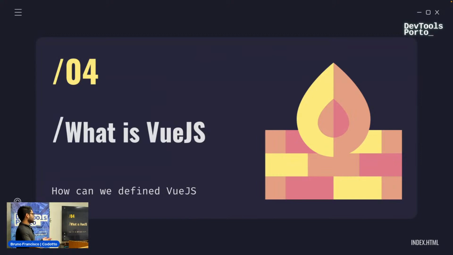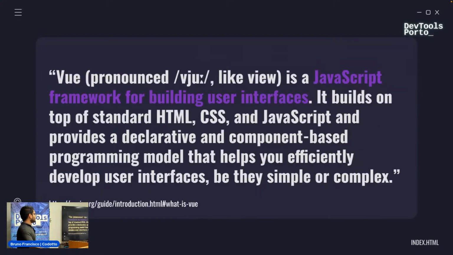And what is VueJS? Well, if we can define it in a single sentence, VueJS is a reactive framework. As it says here, it is for building user interfaces. But the main point, as the name says, a reactive framework: you should only care about the data that you have, and the framework will be able to build the DOM for you.